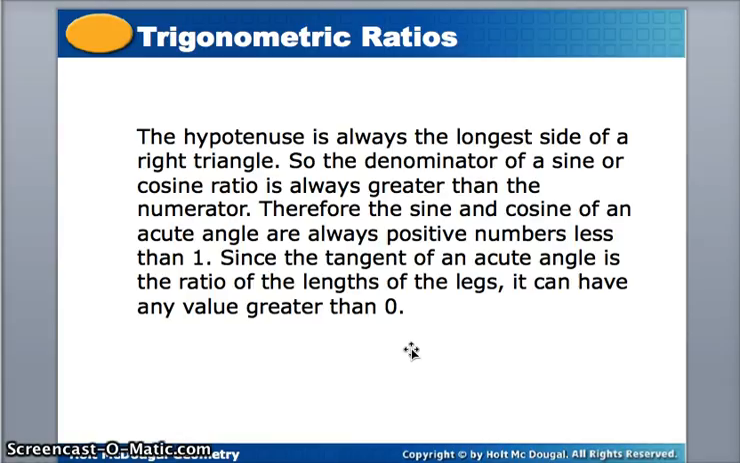And now the hypotenuse is always the longest side of a right triangle, so the denominator of a sine or cosine ratio is always greater than the numerator. Therefore, the sine and cosine of an acute angle are always positive numbers less than 1. And since the tangent of an acute angle is the ratio of the lengths of the legs, it can't have any value less than 0.